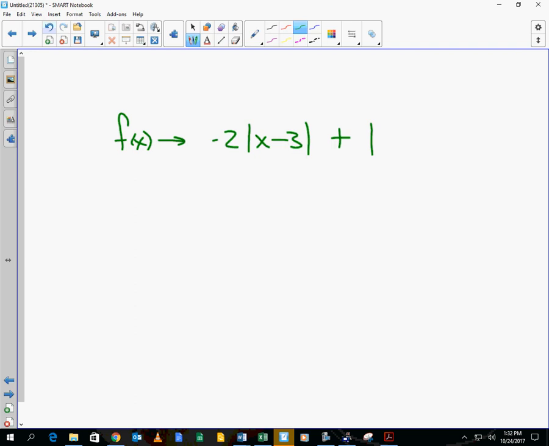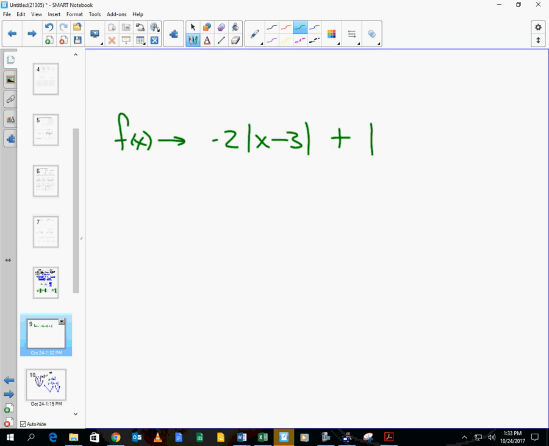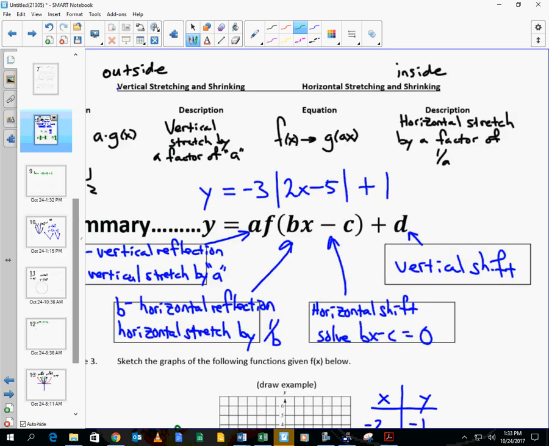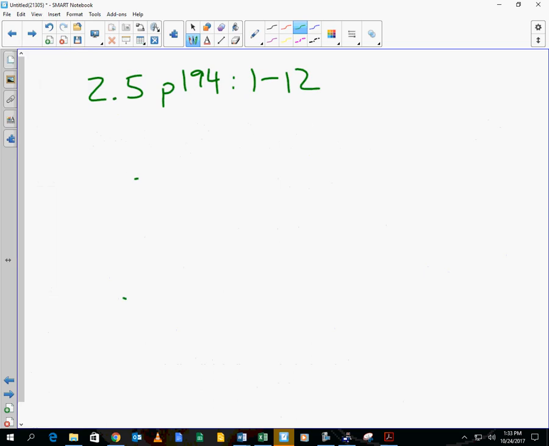So good work, all right? Your assignment, you can actually get just about all of it done in class if you kind of get to it. But it is page, where are you? Page 194, 1 through 12. The book pages are online, and I want to reiterate that please make sure that you check your answers.